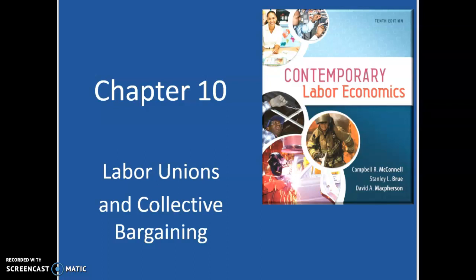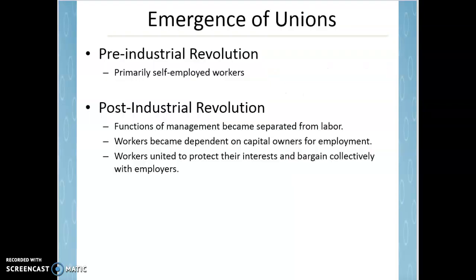All right, guys, in this video, I'm going to talk about Chapter 10, Labor Unions and Collective Bargaining. The emergence of unions goes back to the post-industrial revolution period. Prior to this, pre-industrial revolution, you had mostly self-employed workers that wouldn't coalesce into unions.